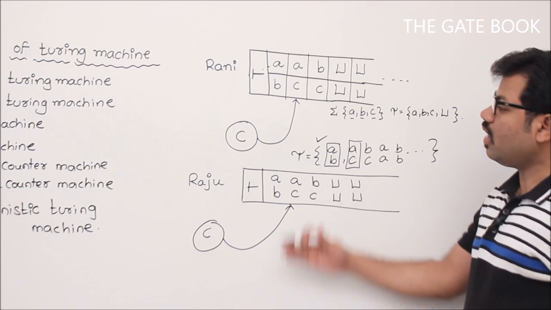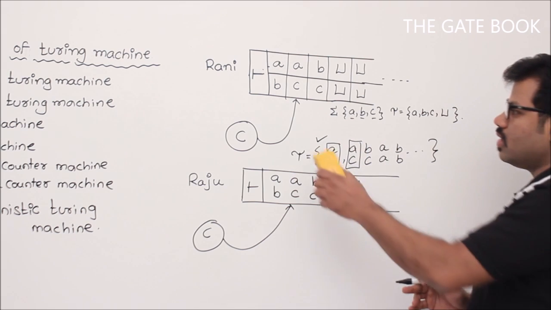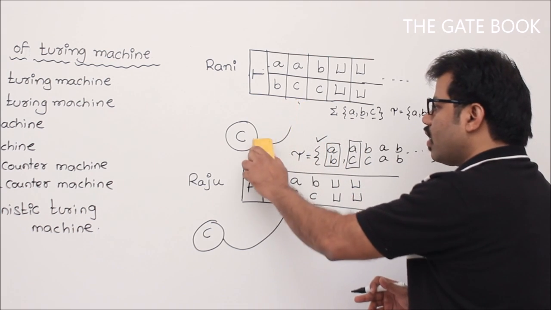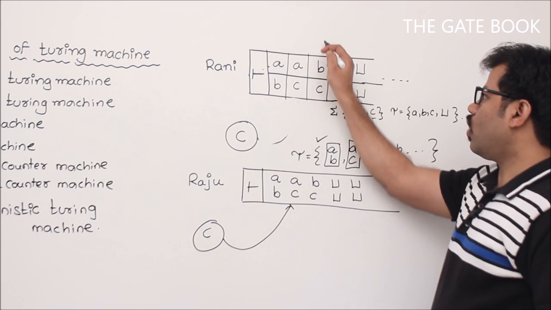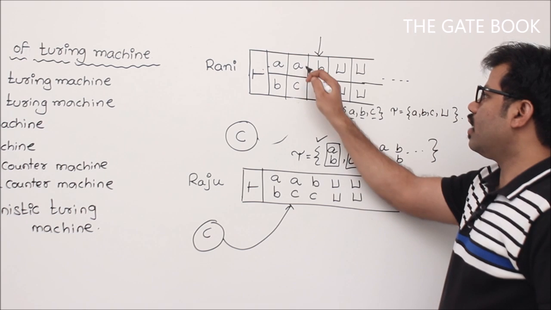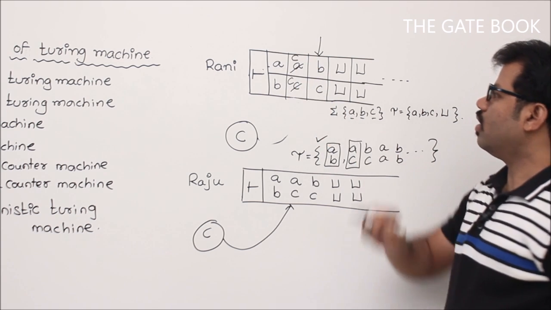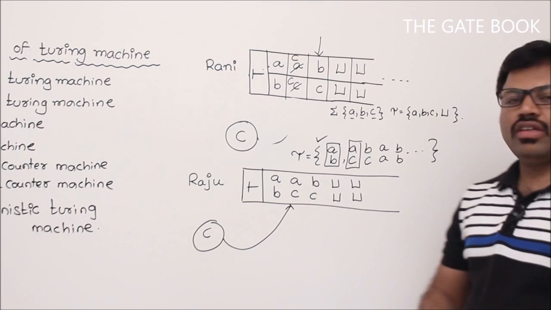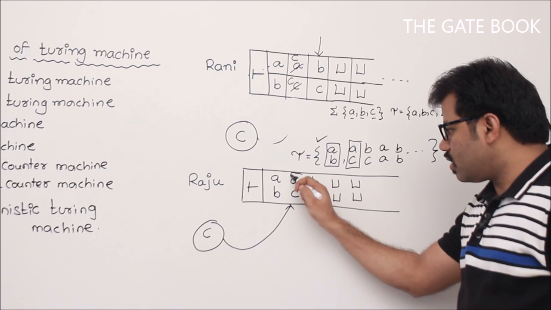We'll ask Rani: Rani, what is your code? How are you going to move? Rani says like this: at any time after seeing the input like A comma C, maybe I do like this. I go to the right side, but before going to the right side, I make this as C, this as C. Then how do you achieve the same thing? Very simple. So Raju is going to do like this. He is seeing only one symbol, right?